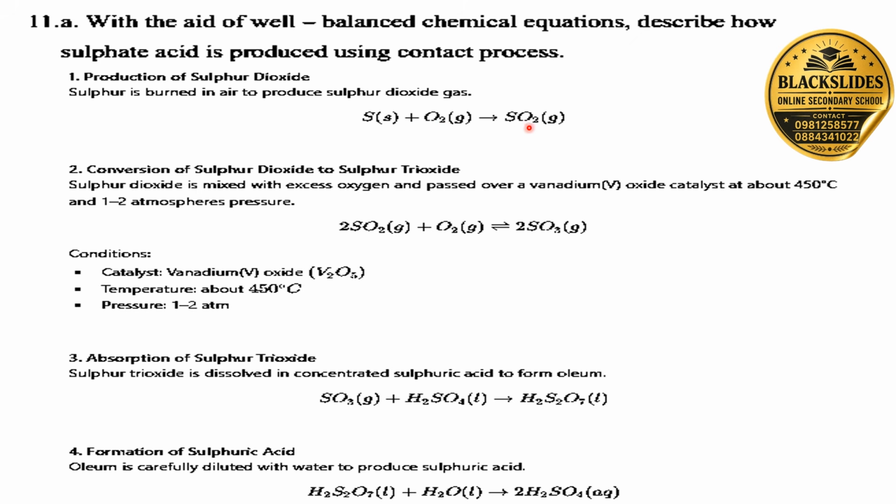The sulfur dioxide produced in step number 1 is converted to sulfur trioxide. So the sulfur dioxide is mixed with excess oxygen and passed over vanadium oxide, which is a catalyst, at a temperature of about 450 degrees Celsius and at an atmospheric pressure of 1 to 2. So sulfur dioxide produced up there will react with oxygen to produce sulfur trioxide.